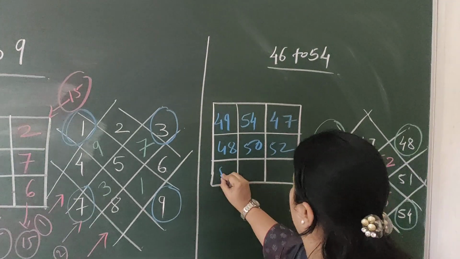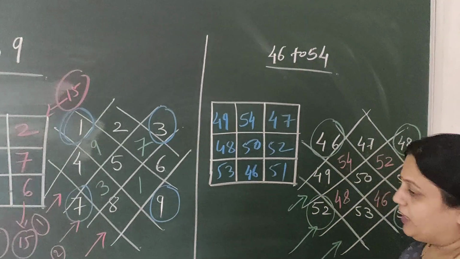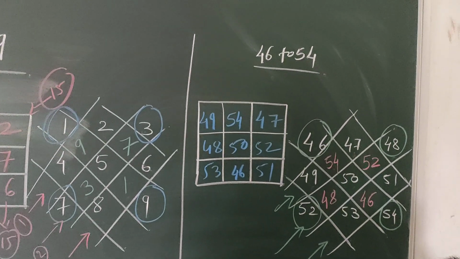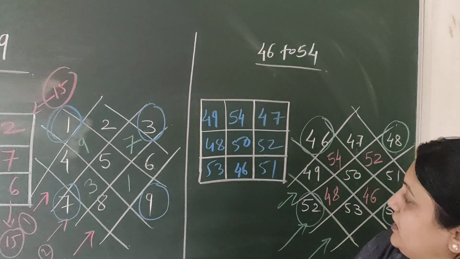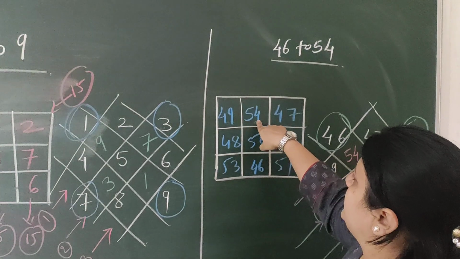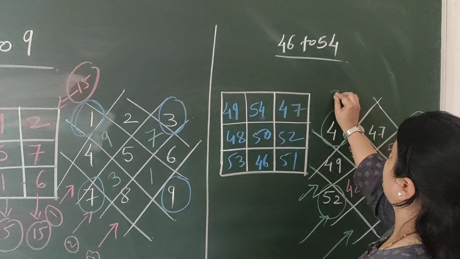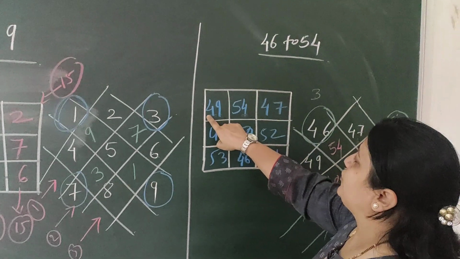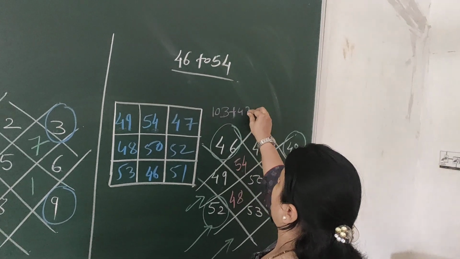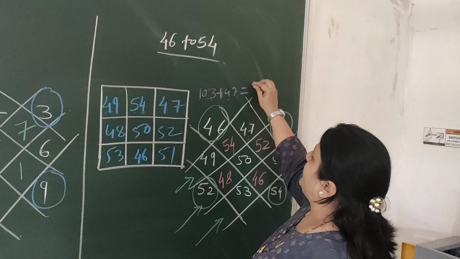Okay, then 53, 46 and 51. Okay children, now see, if we add these numbers, what are we getting? See, 49 plus 54, so 9 plus 4, 13, so 3 here, 1 plus 4, 5 plus 5, 10, 110 plus 47, so what will it be? 7 plus 3, 10, 4 plus 1, 5 and 1 as it is.